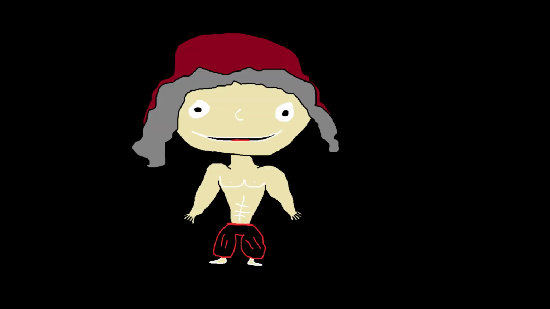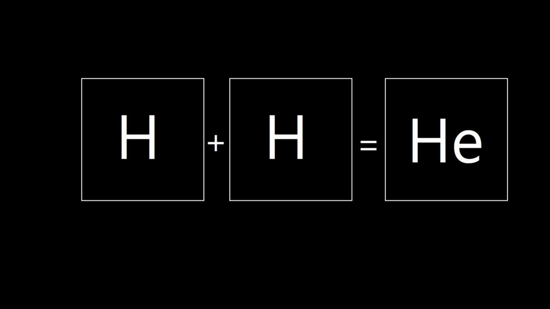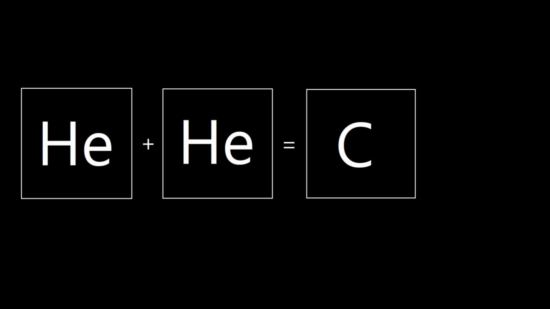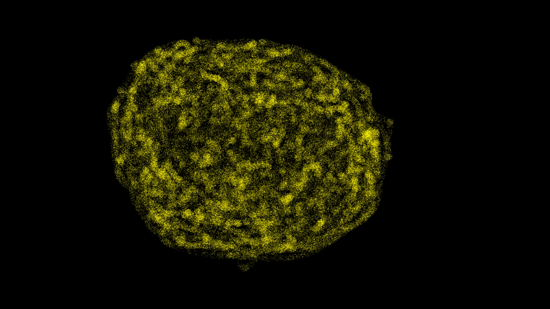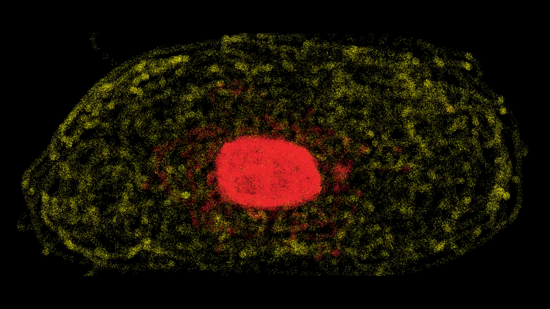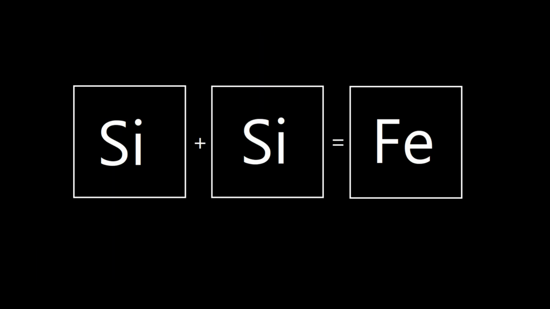That is what we call nuclear fusion, because it fuses atoms together. Hydrogen squeezes together to form helium. Helium squeezes into carbon. Carbon squeezes into oxygen, neon, and magnesium. In some cases, if a star is big enough to have even more extreme pressure and heat in the core, the chain of events can go all the way until it starts fusing silicon together to form iron.